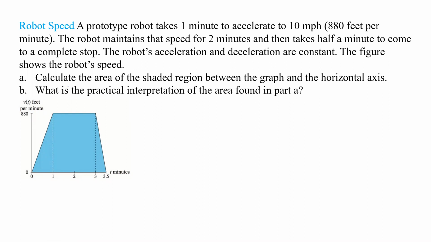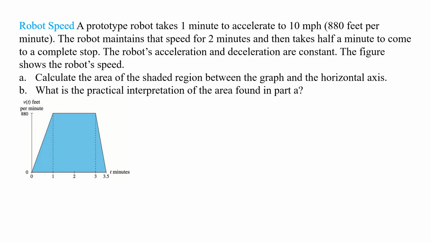So here, on the left side we're accelerating up, then we remain constant here, and then we decelerate over here. Okay, and what we're supposed to do is calculate the area of the shaded region between the graph and the horizontal axis. And then, what is the practical interpretation of the area found in part A?